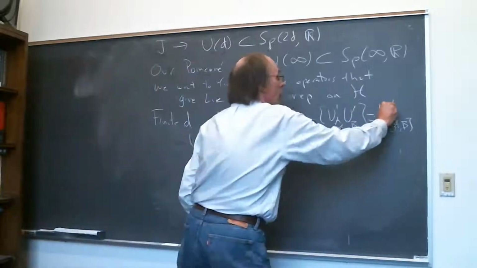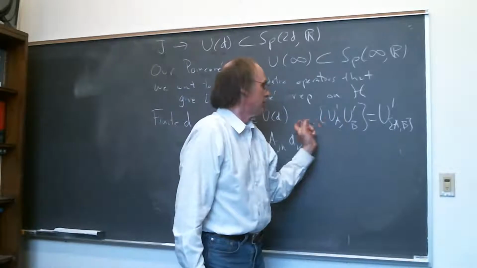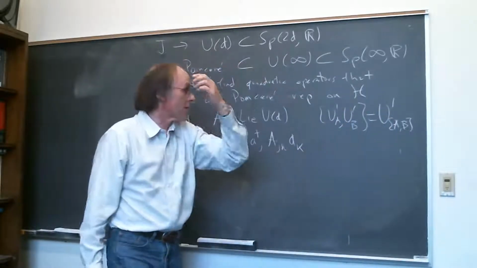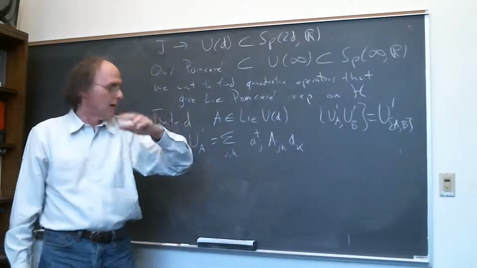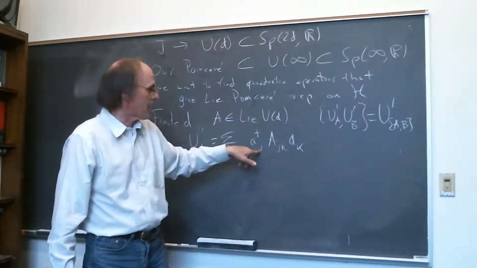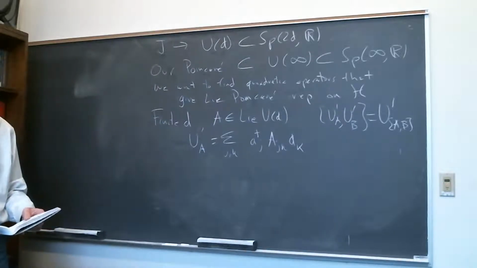So in other words, these operators give you a Lie algebra representation. This is the Lie algebra homomorphism property. So these are going to be quadratic operators that act on this Fock space. And they also had another property that you could calculate.